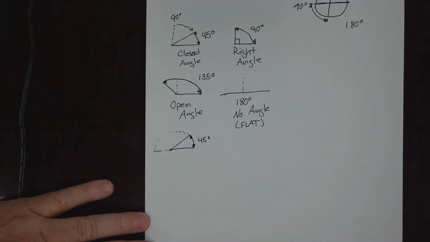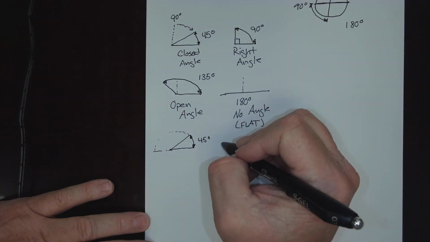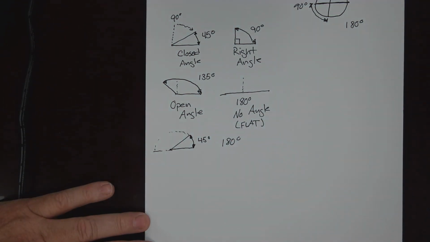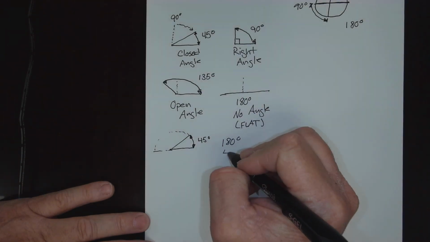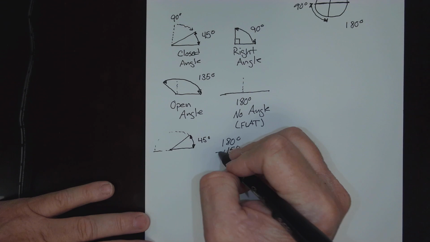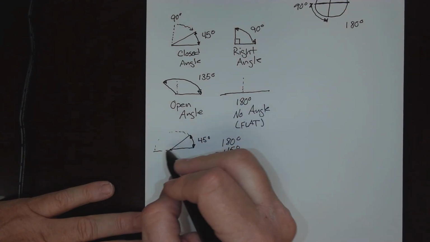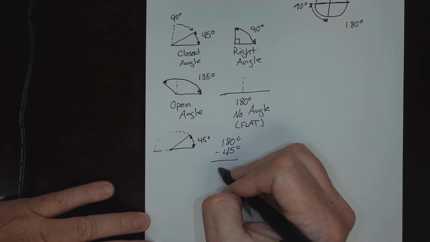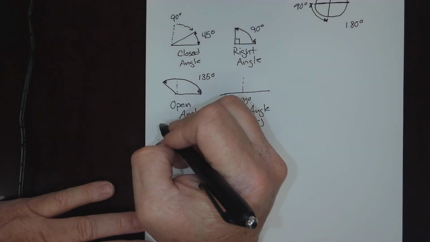Well, there's an easy way to handle that. We know that a flat line is 180 degrees. That's a constant. So if we subtract our closed angle of 45 degrees from 180 degrees, the remainder is how many we bent through in degrees, which works out to be 135 degrees.